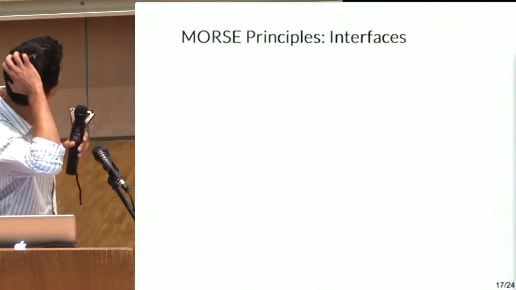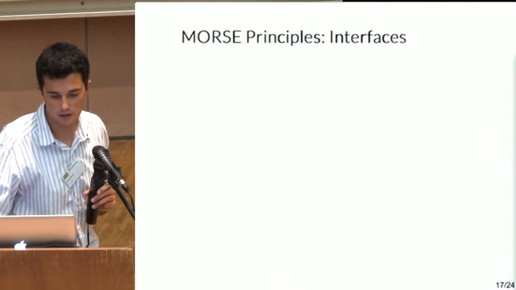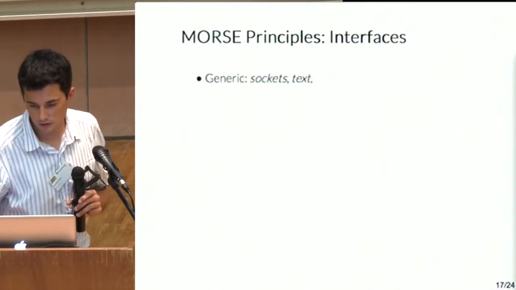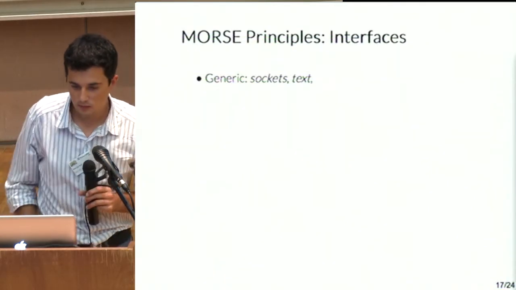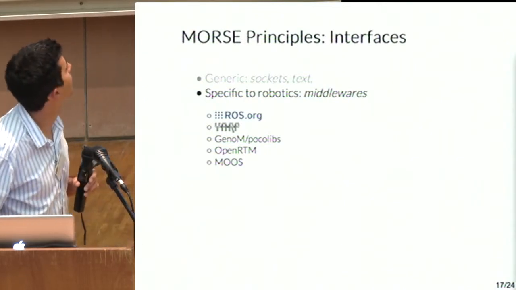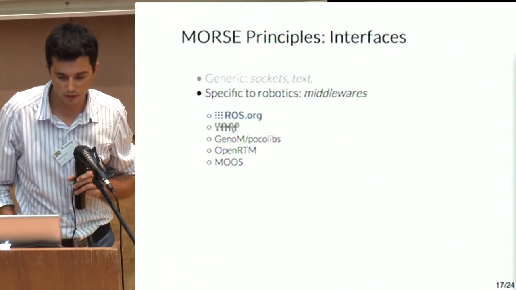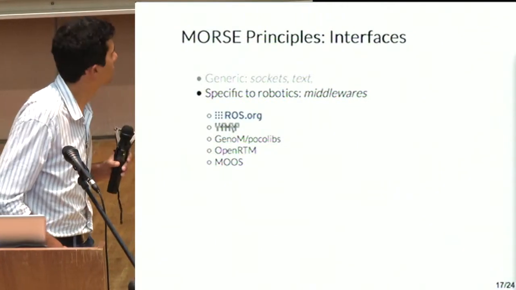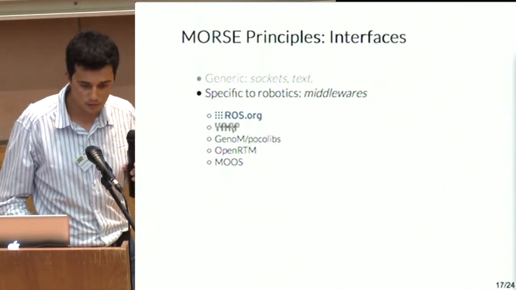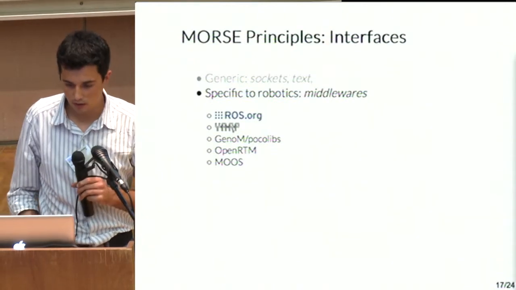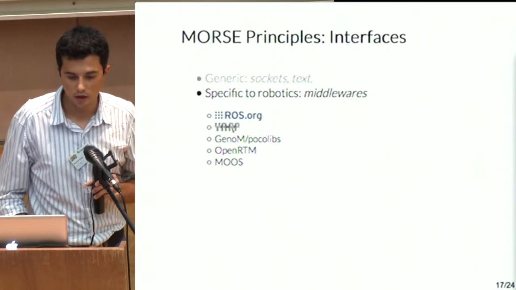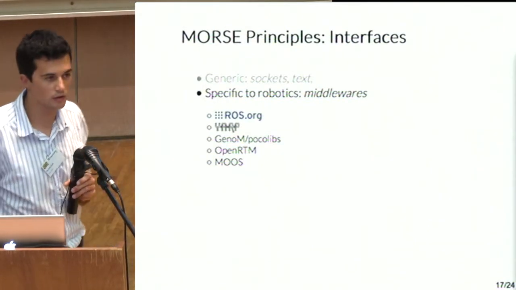And in principle, for the interfaces, we have the basic socket and text that will work everywhere. And then we have different middleware supported. So ROS, obviously. And YARP, Genom and Pocolibs are last developed libraries. OpenRTM, we just learned a few months ago that a few people in Japan made a support for OpenRTM in MORSE. It's not yet merged in the source tree, but we might do it later. And MOOS, which is a middleware developed at Oxford.